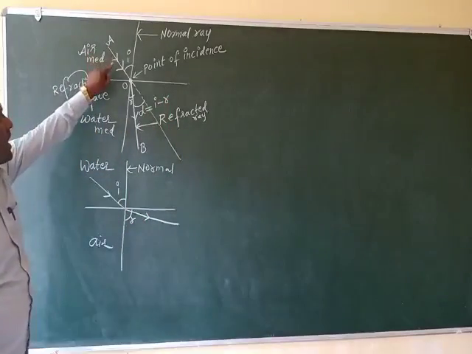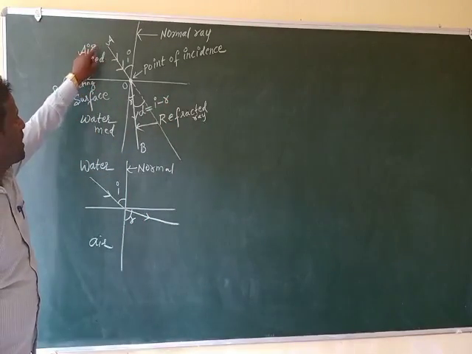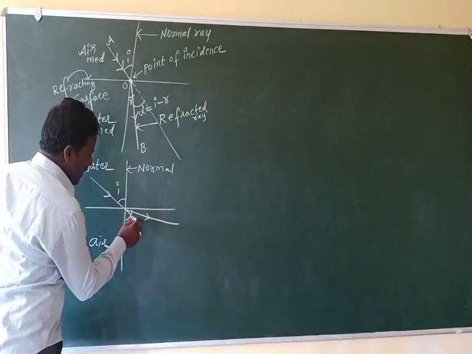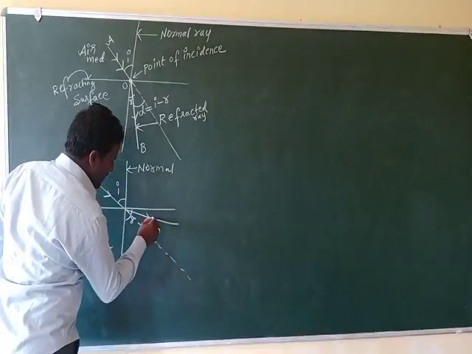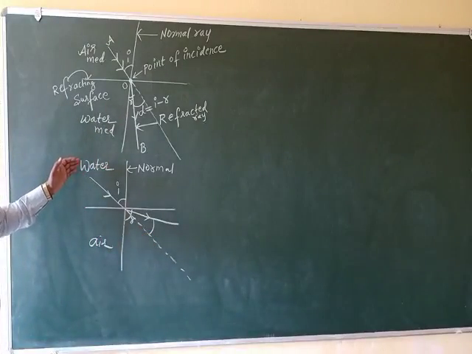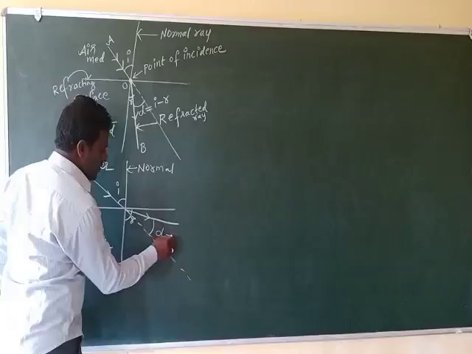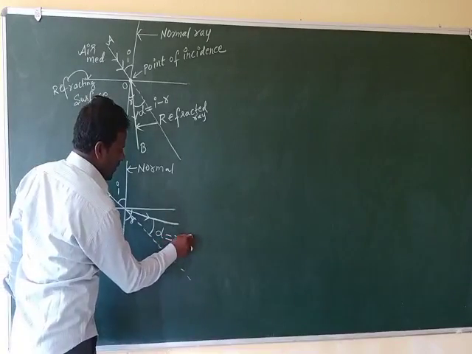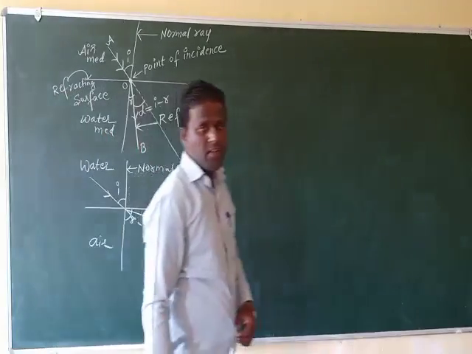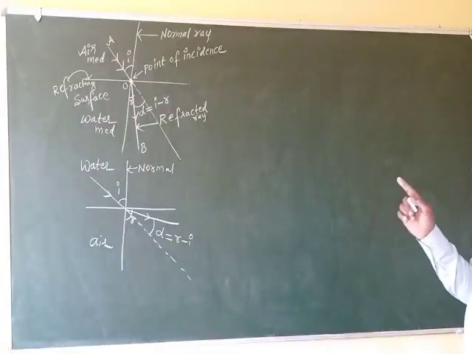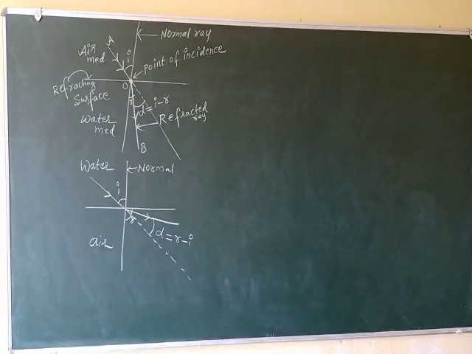In the case of a ray of light traveling from air medium to water medium, the angle of deviation is D equals I minus R. In the second case, when light travels from water to air, the angle of deviation is D equals R minus I.